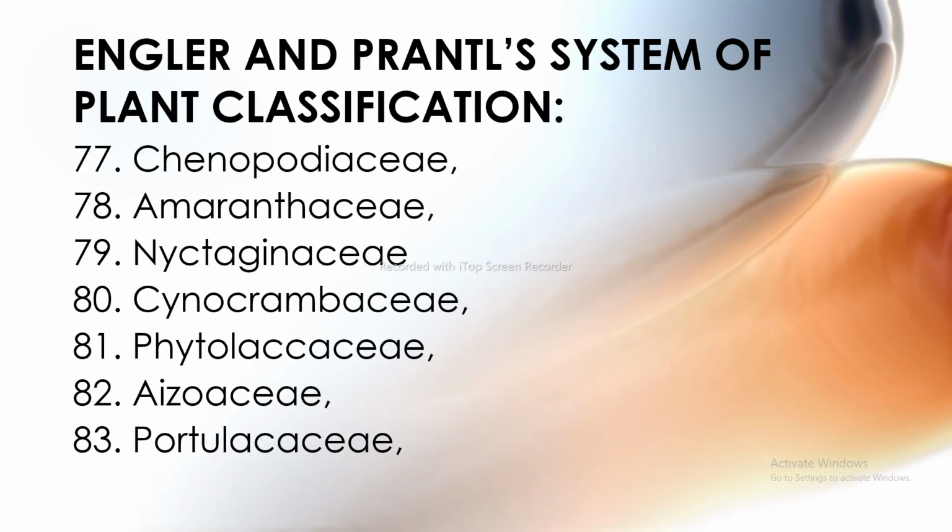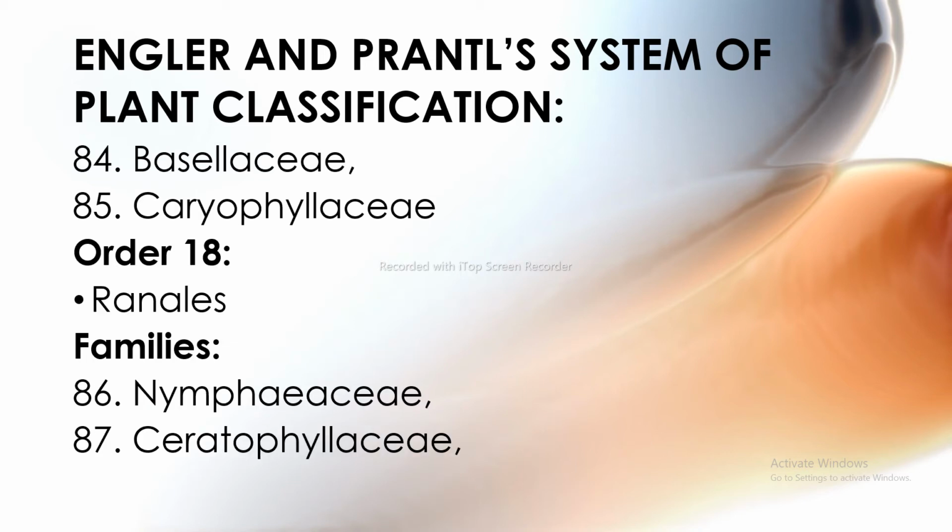Includes the families. First is Chenopodiaceae, Amaranthaceae, Nyctaginaceae, and Cynocrambaceae. Next is Phytolaccaceae. Next is Aizoaceae, and next is Portulacaceae. Next is Basellaceae. Next is Caryophyllaceae, and order 18 is Ranales.